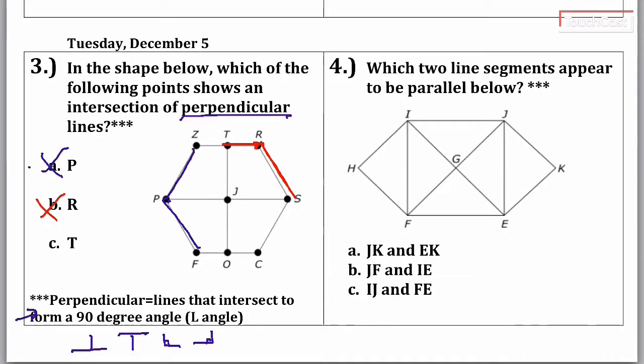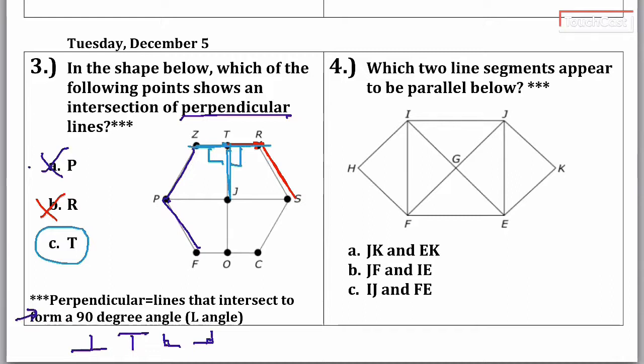Last but not least, I certainly hope is T. T is right over here. I have two lines that intersect at T. And oh, you can take a look right now. It kind of looks like a T or an upside down, well, actually a right side up T. It has right angles. And that is the basis of what a perpendicular line is. So there you go. T.